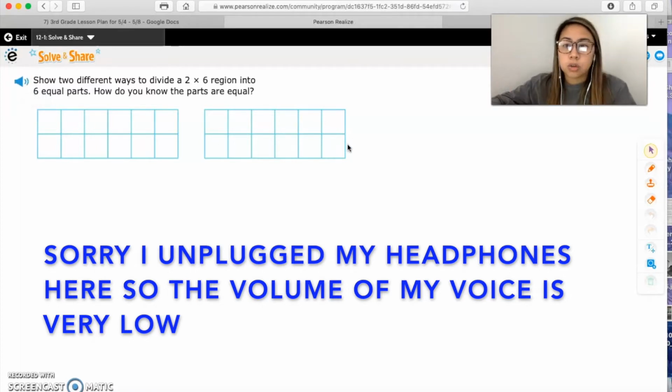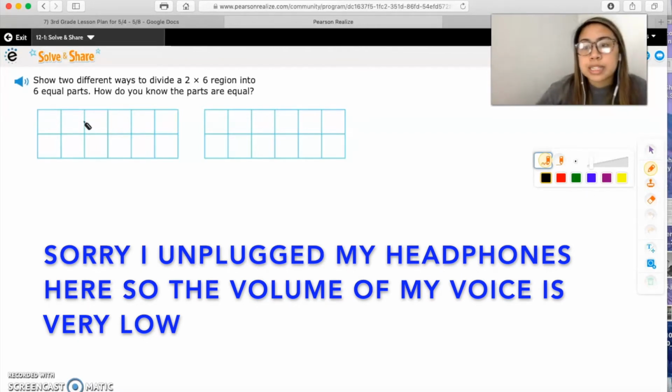Okay, so they gave us two shapes, and both of them represent 2 times 6 because there are 2 boxes going down and then 6 boxes going across. So we want to equally divide the shape into 6 parts.